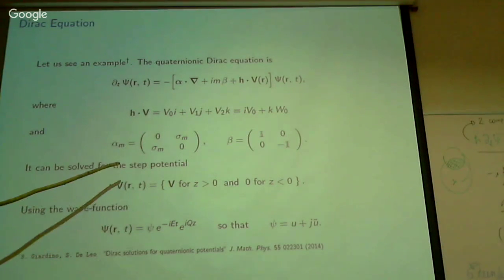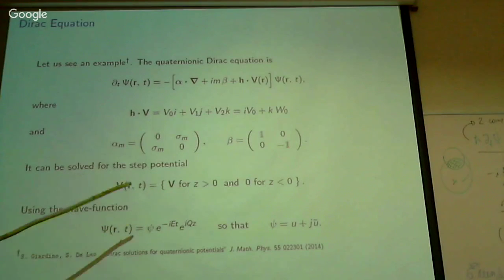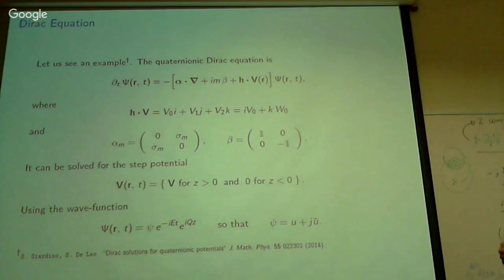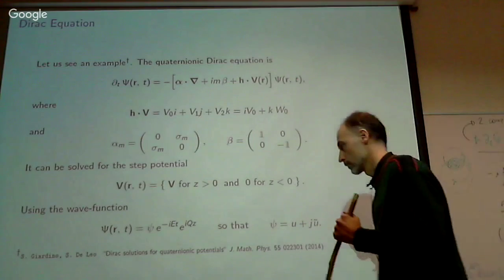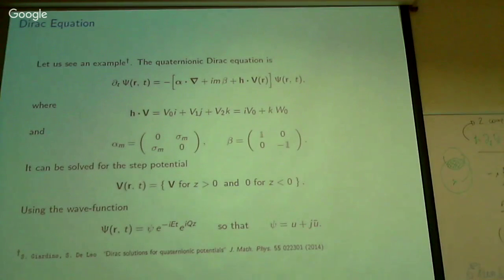So, we have this Dirac equation, we remember these matrices. And we will solve it for a very simple case, which is a step potential, which we can just write this. So in the positive region we have a constant value, for example the real case. And in this region, negative, the potential is zero. So it's a very simple case.